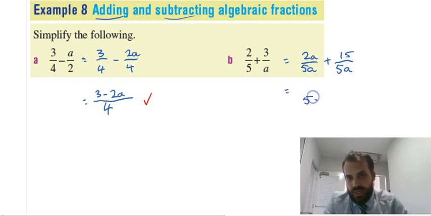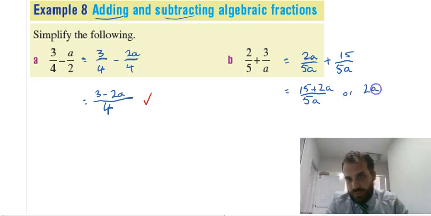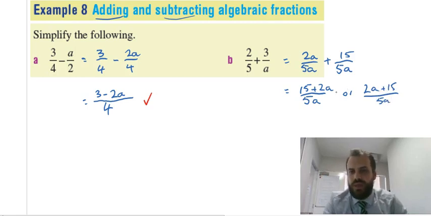After that, the denominators are the same, 5a top and bottom, so it's going to be 2a plus 15, or you can write it as 15 plus 2a, doesn't matter. Okay, now that's as far as we can go. We could simplify it perhaps, but there's no common factor between the top and the bottom, so we can't simplify.